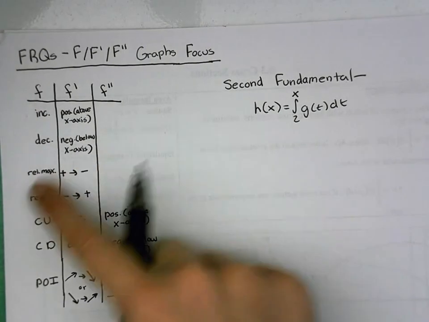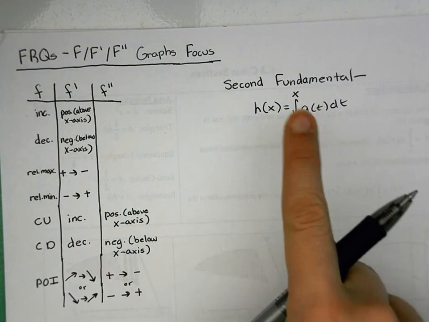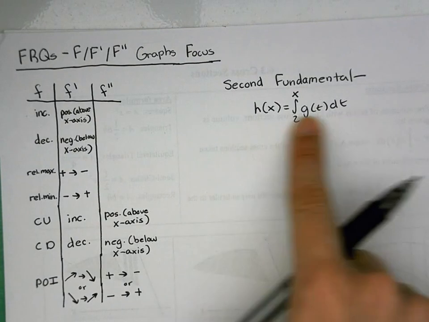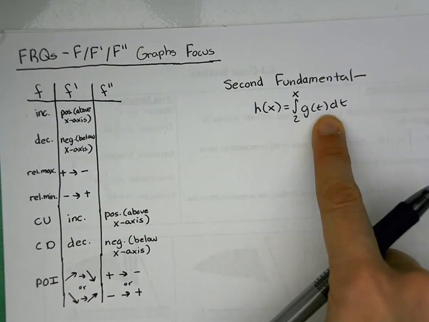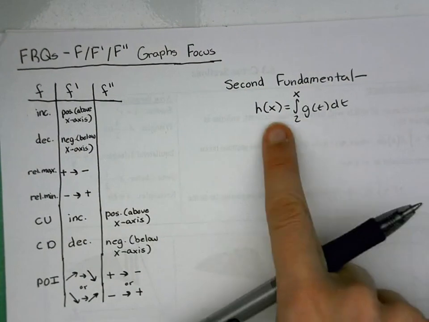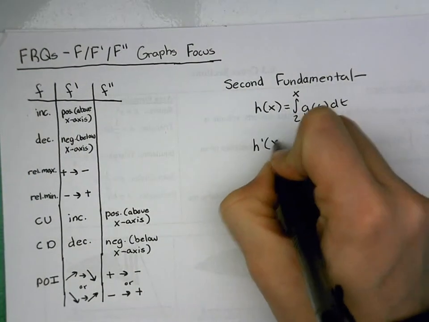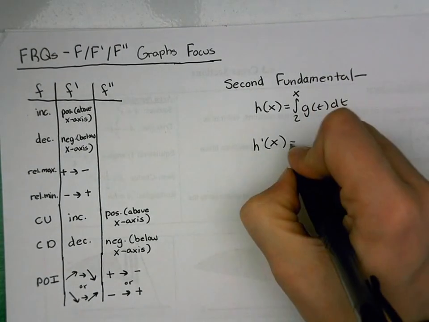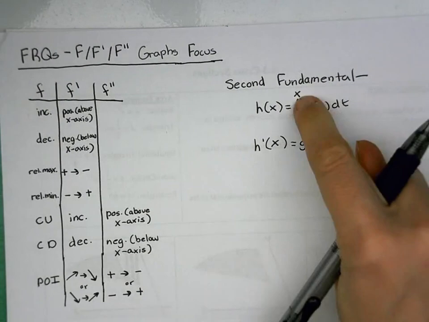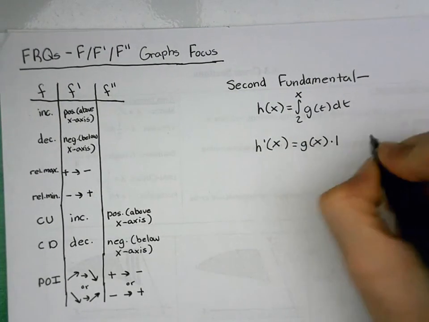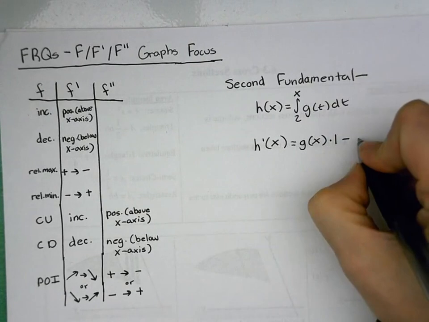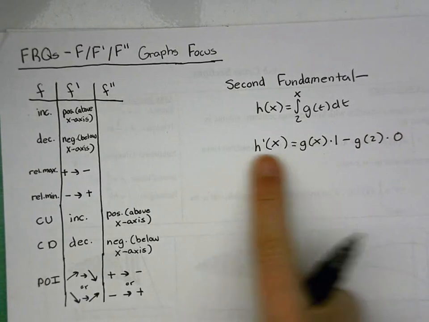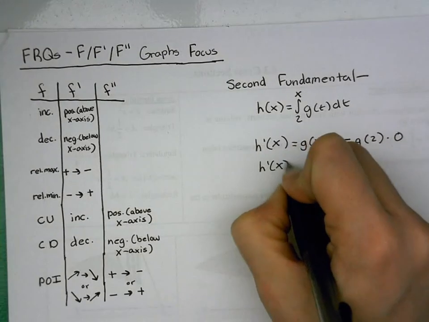And so that potentially requires us to know the f prime graph. And so a rule of thumb when it comes to f prime, f double prime graphs is if you are given a function that is in an integral form, take the time to use second fundamental theorem of calculus to take the derivative. Because remember, that's what second fundamental does. It takes the derivative of an integral. If I plug in the upper, I get g of x times the derivative of the upper, derivative of x is 1, minus plug in the lower, g of 2, times the derivative of the lower, which is 0. And so all of this simplifies to just g of x.